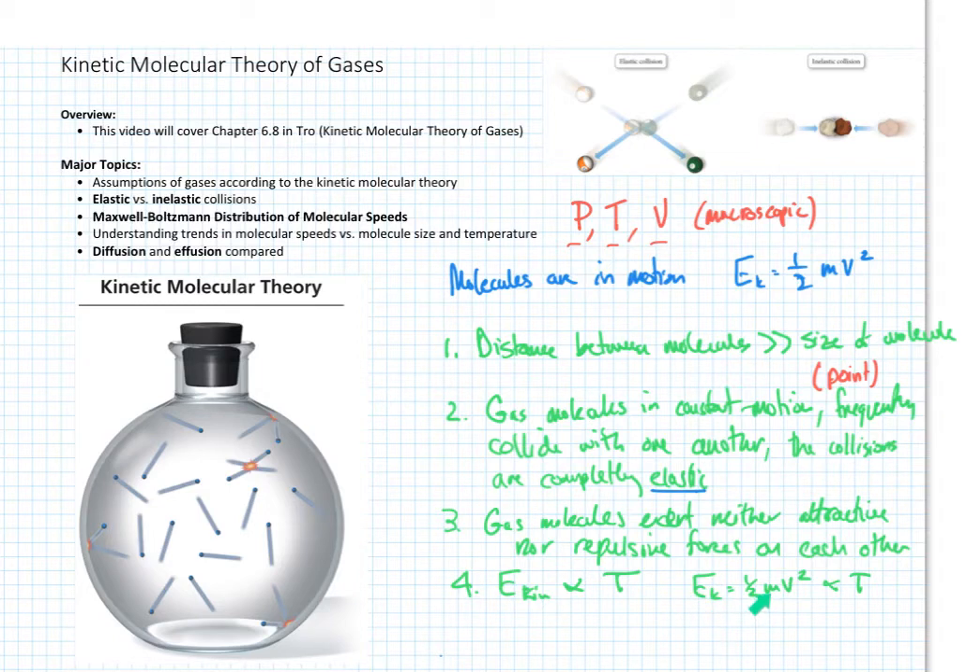The light gas will be moving faster, and the heavy gas will be moving slower in order to get T to be equal no matter what happens. Okay, so those are our assumptions of the kinetic molecular theory. We've already explained elastic versus inelastic collisions.